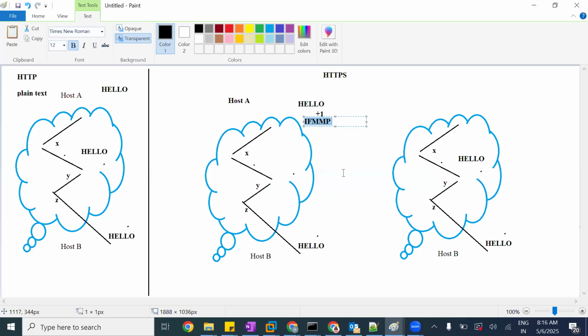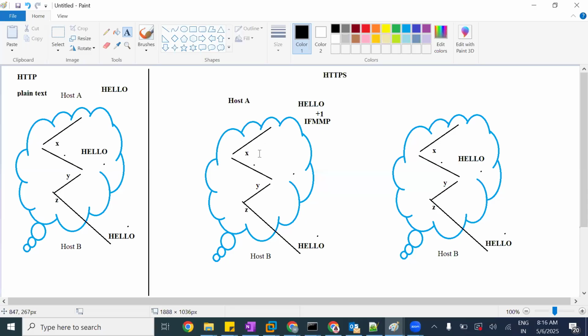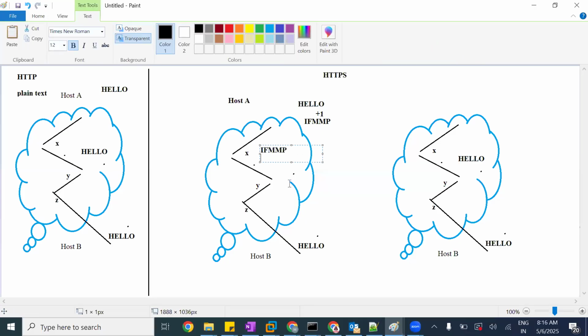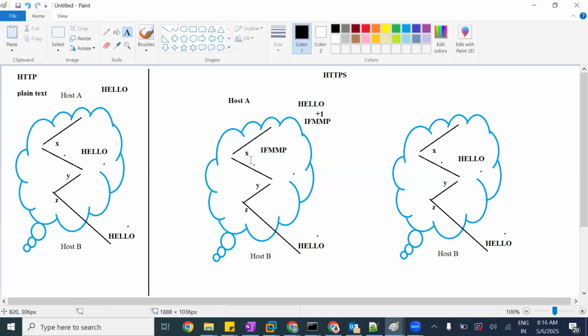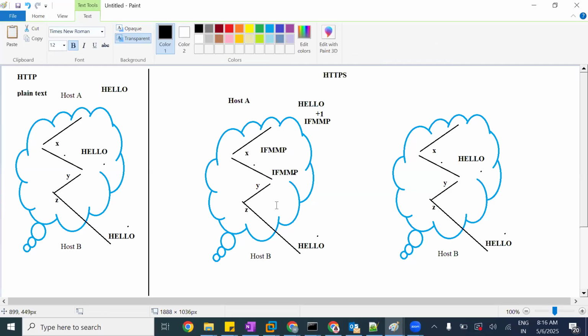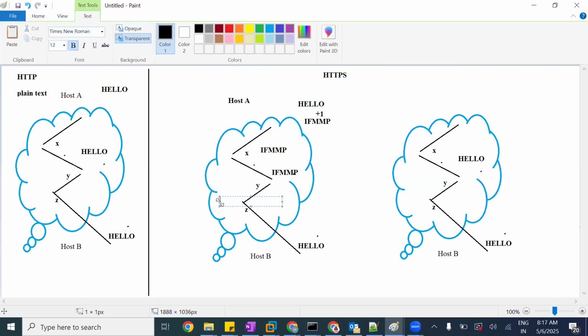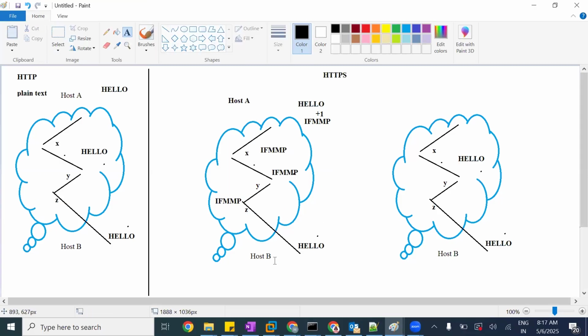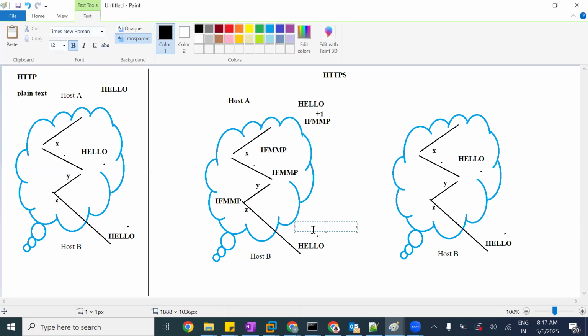So if X reads the data, it will be seen like this. You cannot understand what this IFMMP is. Hello looks like some kind of secret code, and Y also sees it like that. Z also sees it like this. When host B receives this data, IFMMP, he has to use the algorithm and secret key to get the original data.